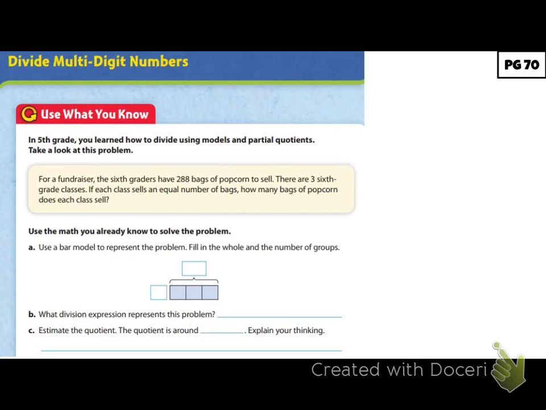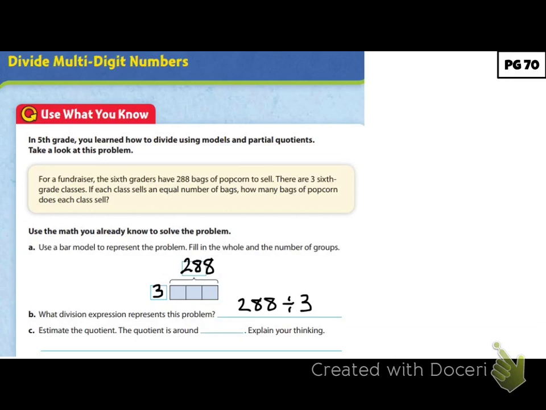So, based off our question up above, how many do we have for our whole? How many bags of popcorn did they sell? It was 288. Very good. Then, what is the number of groups? It was 3. So, here's our problem setup. What division expression represents this problem? Well, we would take our whole, which is 288, and we would divide it by the number of groups, which is 3. So it would be 288 divided by 3.